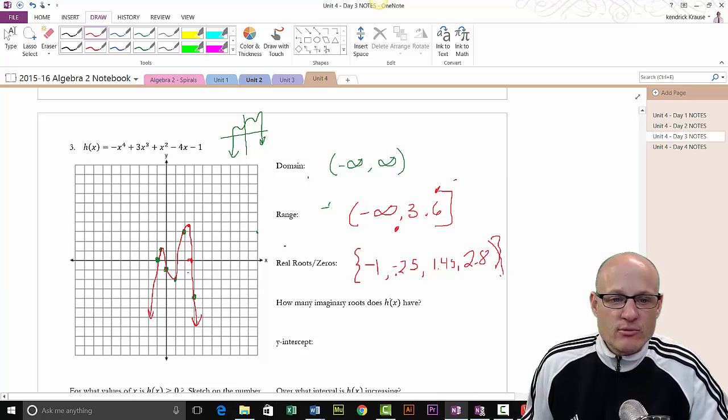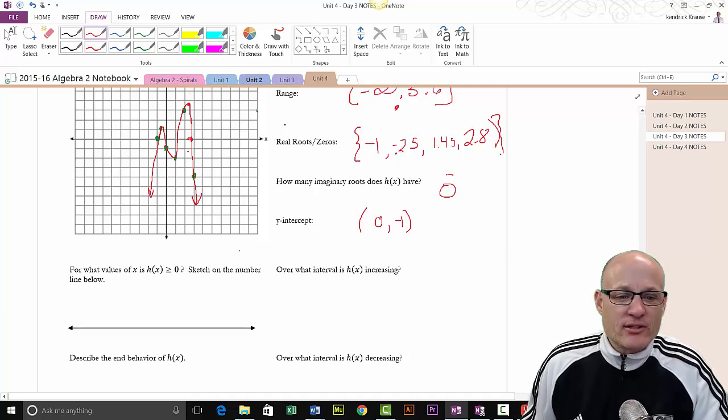How many imaginary roots does it have? Well, in this case, it's not gonna have any, because the maximum number of roots it can have is 4, and it has 4 roots, so I'm gonna say 0. What is the y-intercept? The y-intercept is -1.